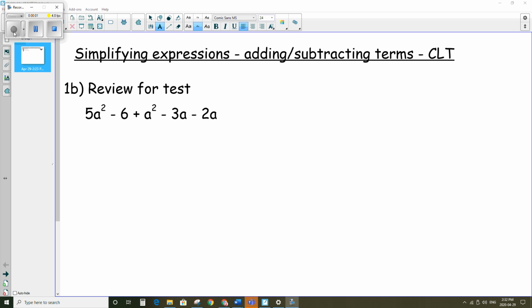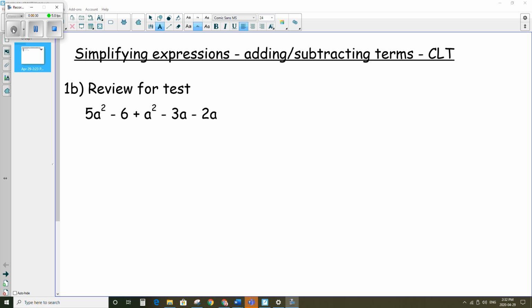Hi everyone, I'm just popping in to do another example of simplifying expressions when you have to add or subtract terms, which is also called collecting like terms. I picked a question from the review for your test, and here you can see we have 1, 2, 3, 4, 5 terms. And the question is asking you to add and subtract these terms.